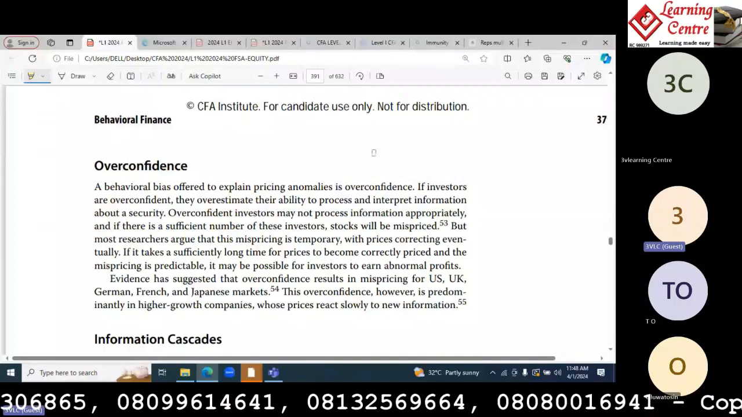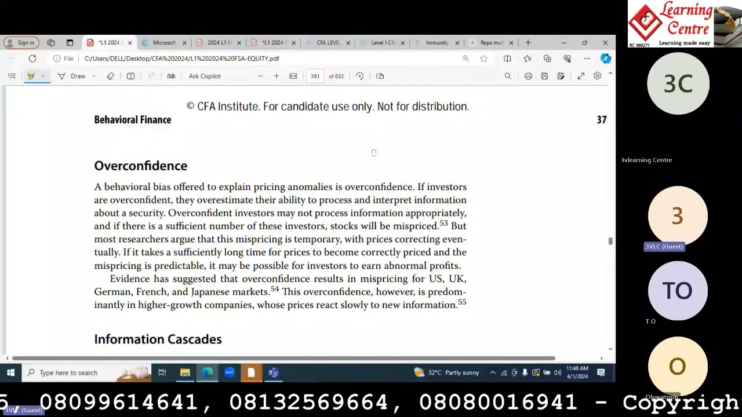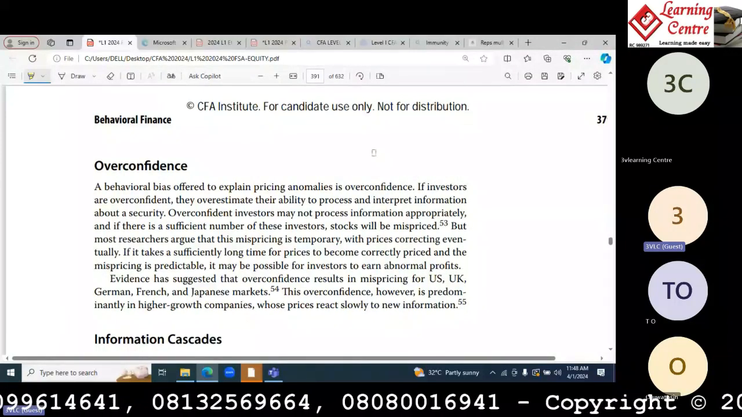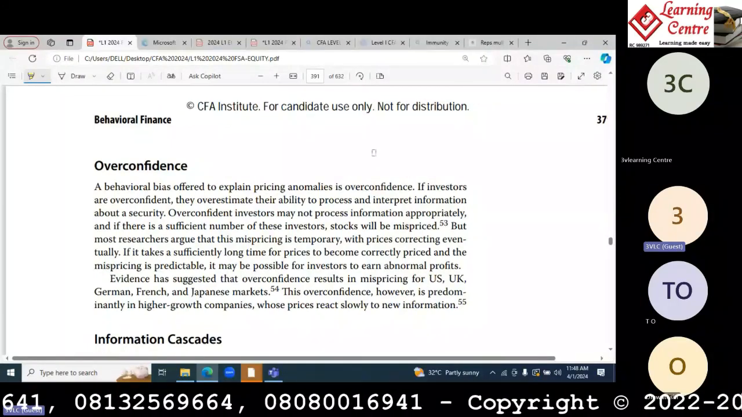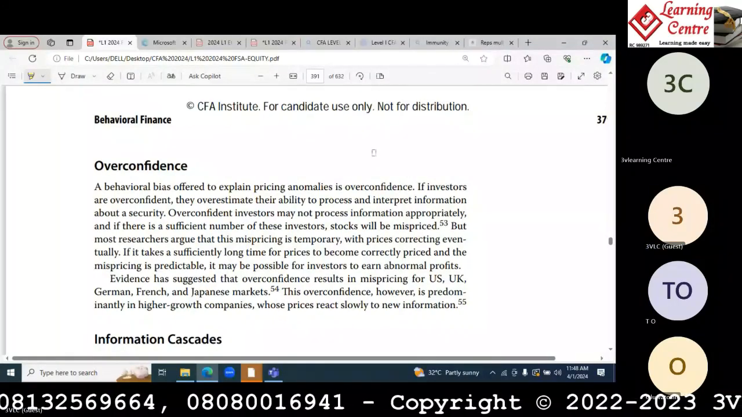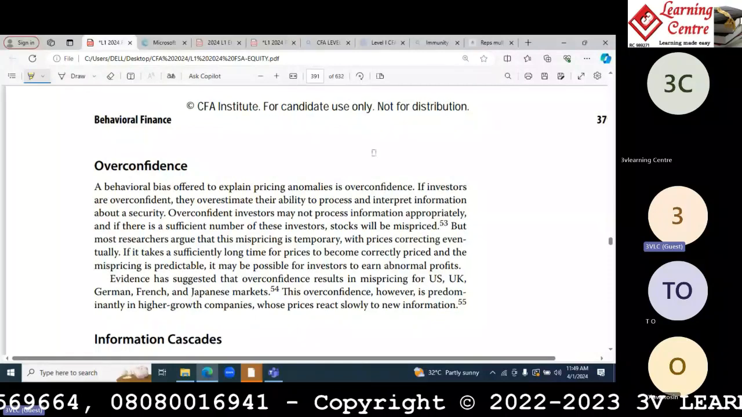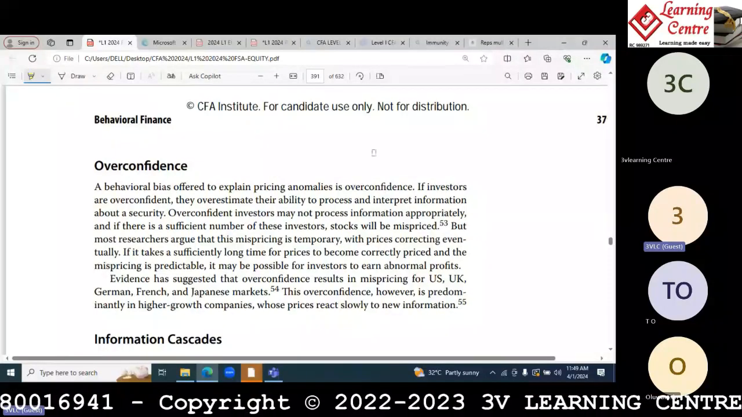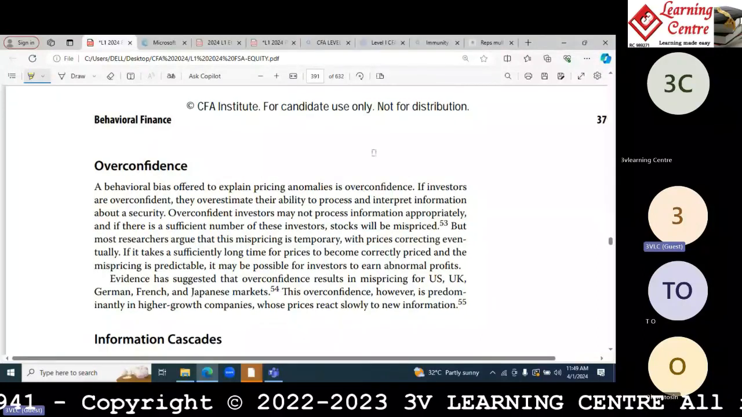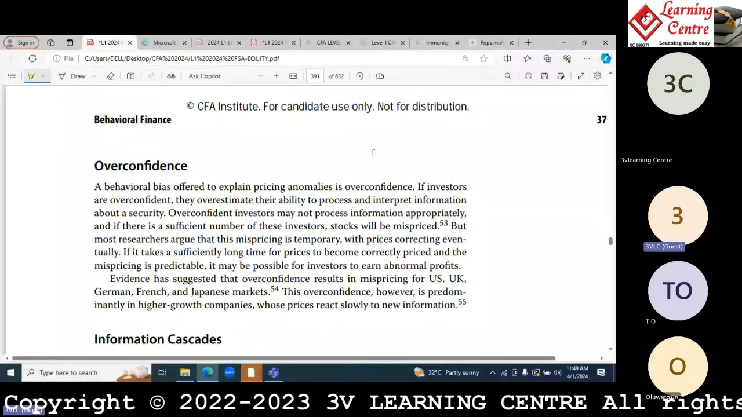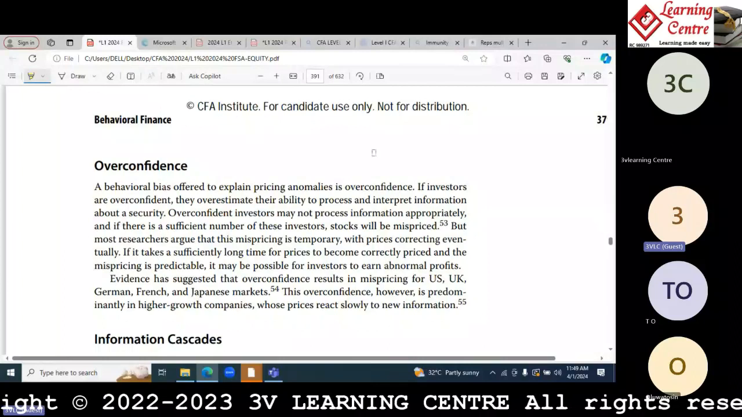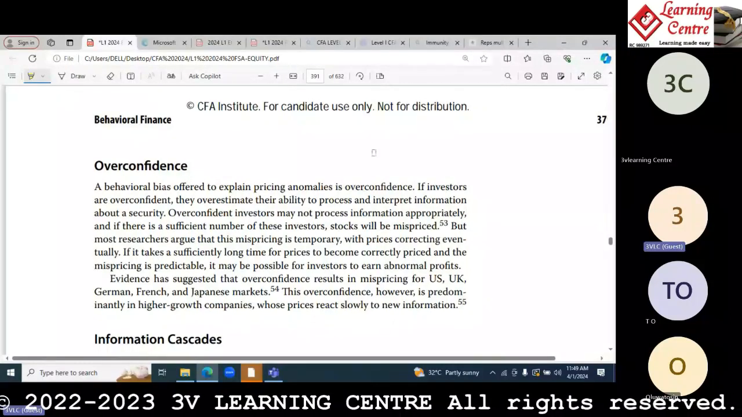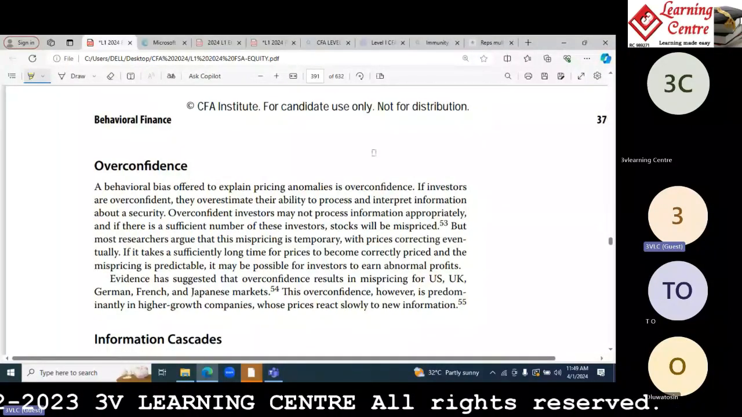If investors are overconfident, they overestimate their ability to process and interpret information about securities. You do not calm down, you are overconfident. So rather than doing proper analysis to determine the intrinsic value, what do you say? I've driven this before, I'm the best. I've seen myself in this situation before and I know how to navigate it.